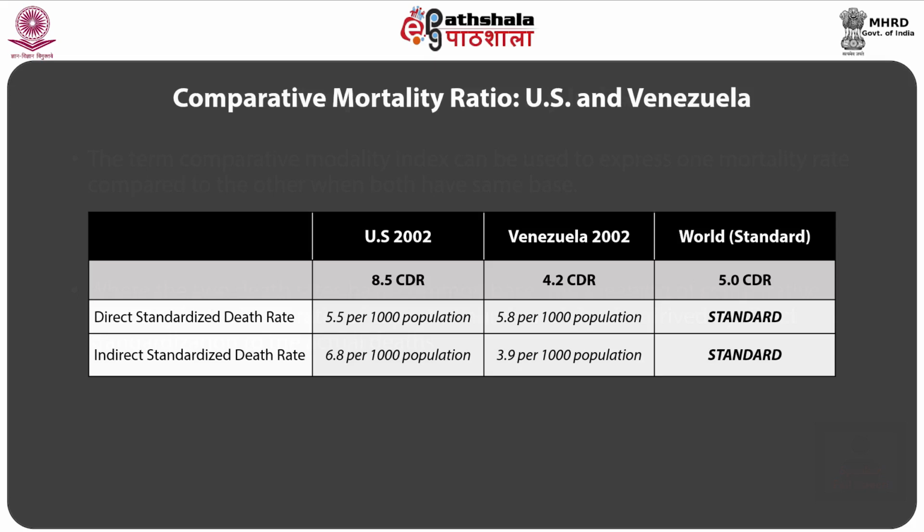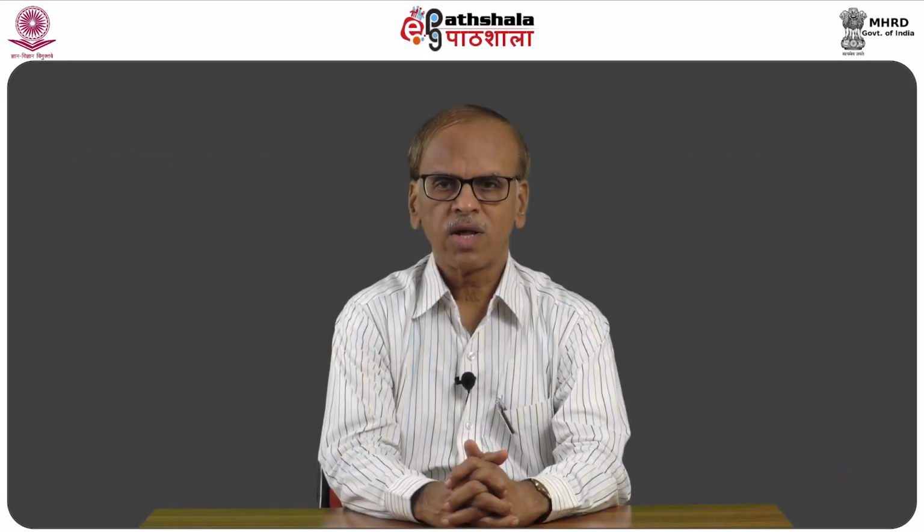Similarly, when you consider the indirect standardization, that means considering the population structure of US and comparing the age-specific mortality rates of the world, then US shows 6.8 as an indirect standardization death rate, whereas Venezuela is 3.9. Further discussion will be shown in the next one.